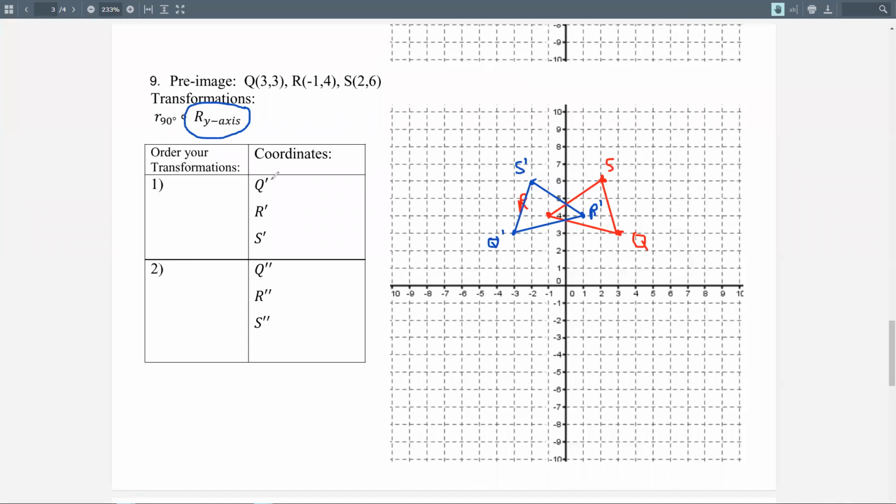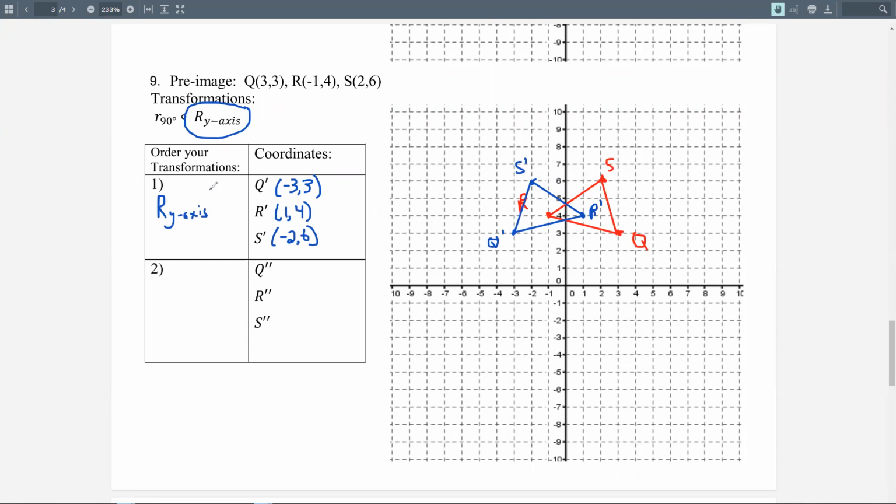Okay, or the other way we could have done it is we could have used the rule. If you're reflecting over the y-axis, that means you're only flipping left and right, not up and down. So we're going to switch the signs on the x's and leave the y's the same. So that would be negative 3, 3, 1, 4, and negative 2, 6. And that is a reflection across the y-axis.